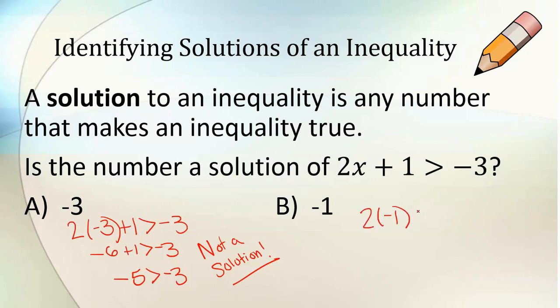Okay, let's try negative 1 now. 2 times negative 1 plus 1 is greater than negative 3. I get negative 2 plus 1 is greater than negative 3, or negative 1 is greater than negative 3. Now, you may be saying, well, that's not the case. It actually is. Negative 1 is greater than negative 3. Think about it. I'd rather owe someone $1 than $3. So this is a solution.